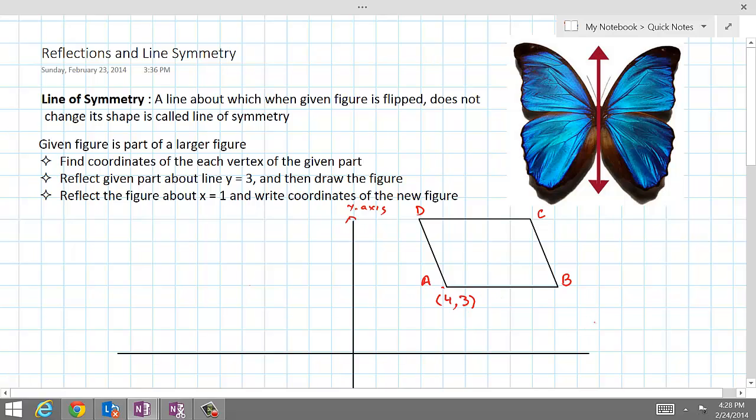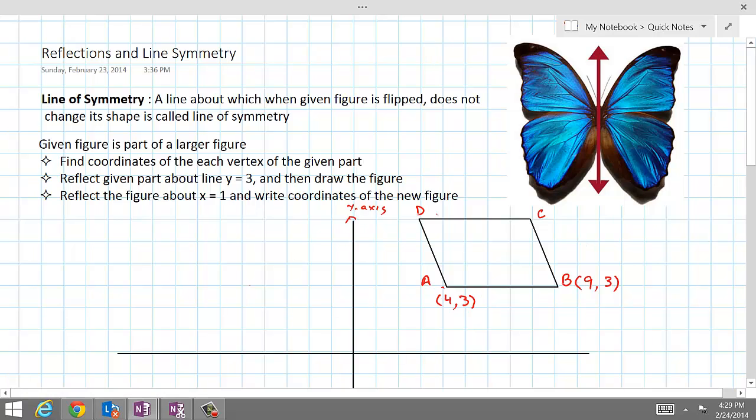Similarly, let's take a look at the vertex B. How far is it from the vertical line? 1, 2, 3, 4, 5, 6, 7, 8, and 9. Therefore, the abscissa, the first part of the coordinate, is 9 in this case. Now we measure its vertical distance, which is the same as A, because A and B are both at the same height. Therefore, both have the same ordinate. The ordinate is the second part of the pair.